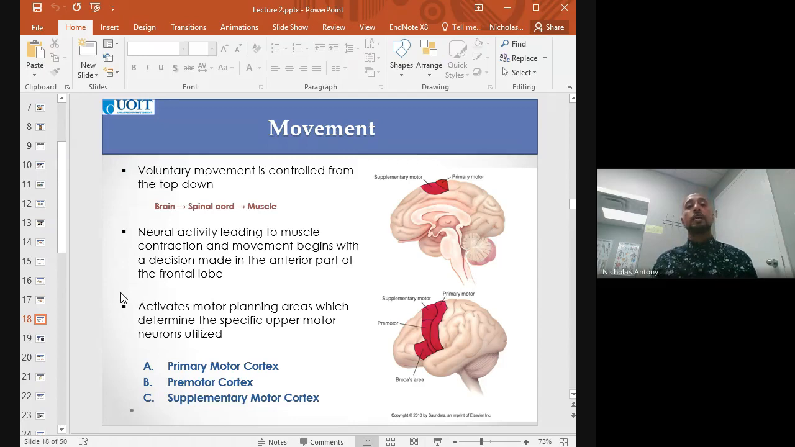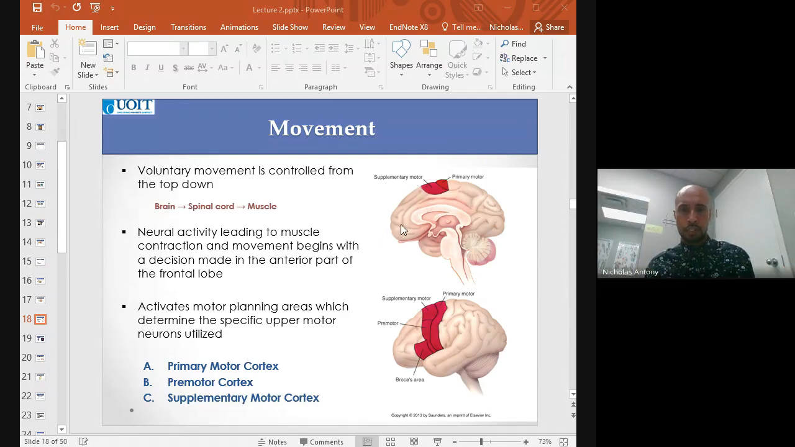Now, recognize that when we decide to move, when we make purposeful movements, we voluntarily move our bodies to interact with the world in the way that we would want to. That information, or that control, is performed from the top down. So we develop a decision to create a movement in our prefrontal cortex.